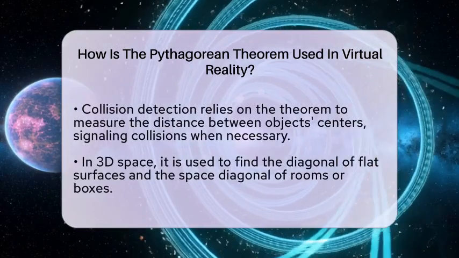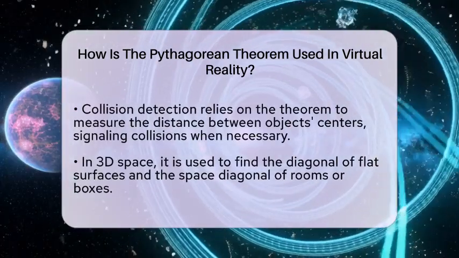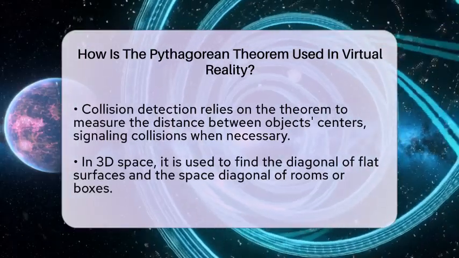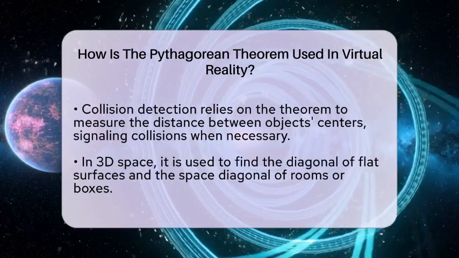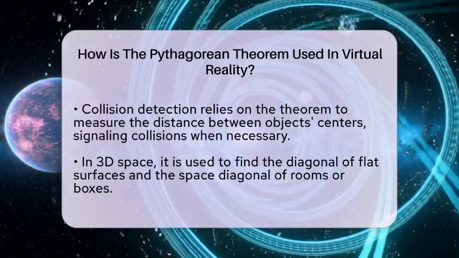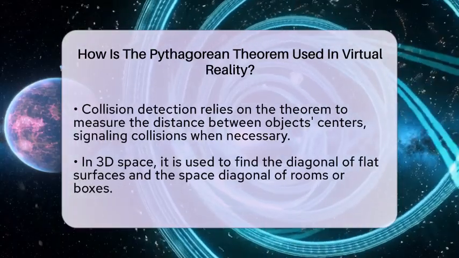Collision detection is another area where the theorem is vital. When two objects come close, the system calculates the distance between their centers. If that distance is less than the sum of their sizes, it signals a collision. Using the Pythagorean theorem here makes these calculations quick and accurate.